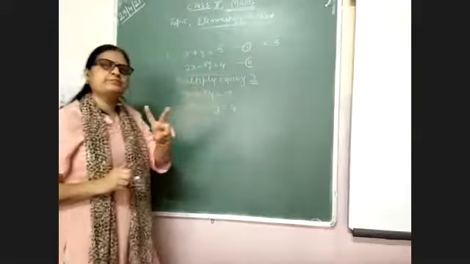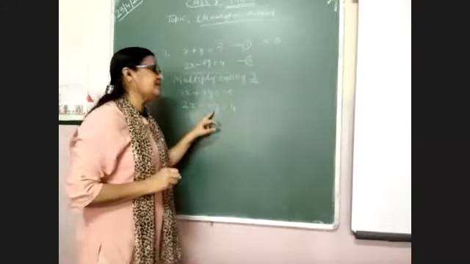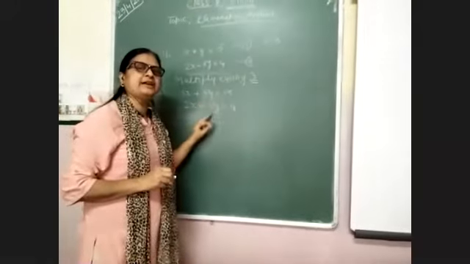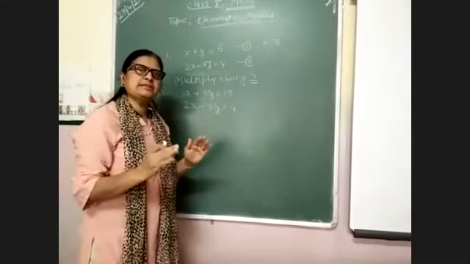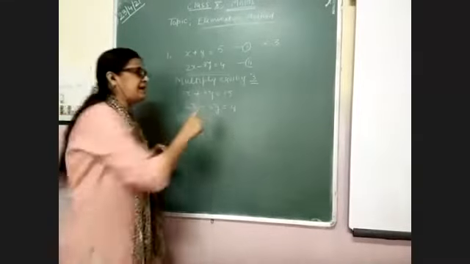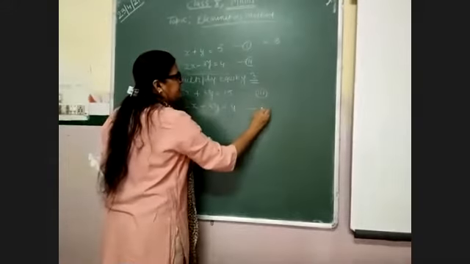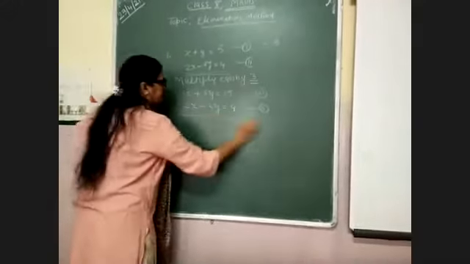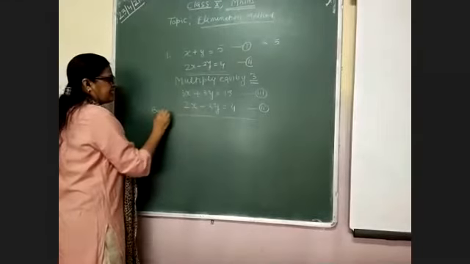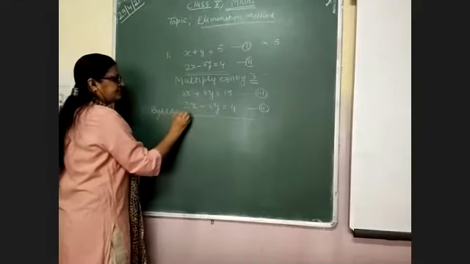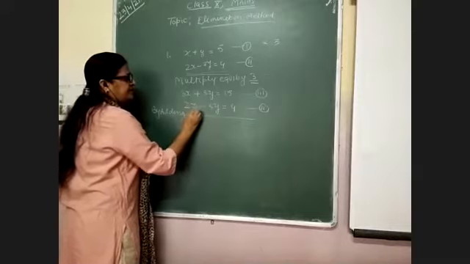Now these two variables are the same: plus 3y and minus 3y. Both are the same, so you can cancel them by adding the two equations, equation number 3 and equation number 2, by adding equation 3 and 2.